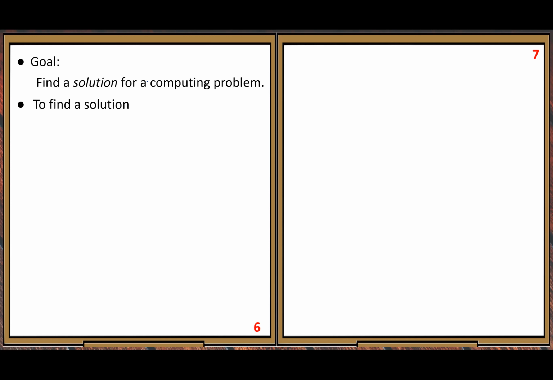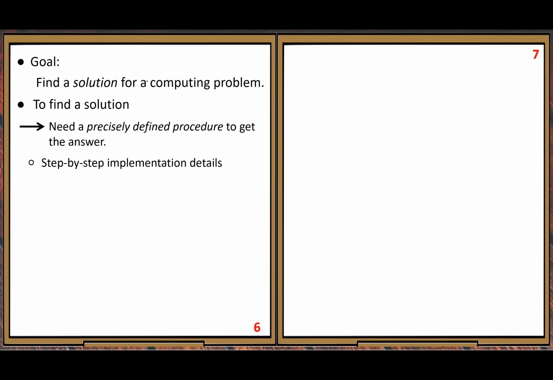So then to find a solution, we need a precisely defined procedure to get the answer, step by step. You need to know all the details to find your solution. First you have a general idea, then you need to fix all the details before you can write a program. Step-by-step implementation details.